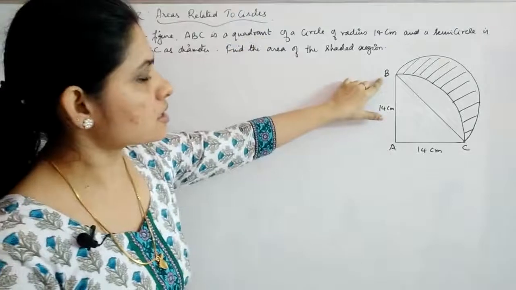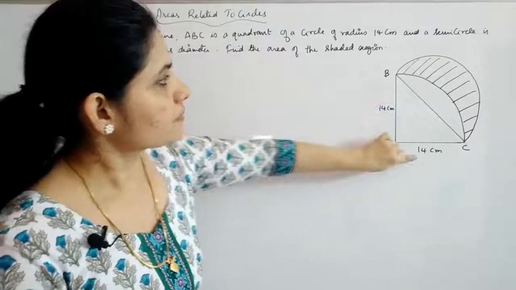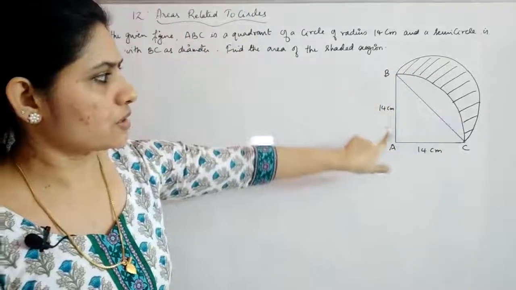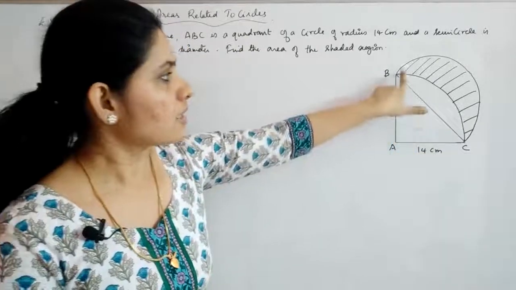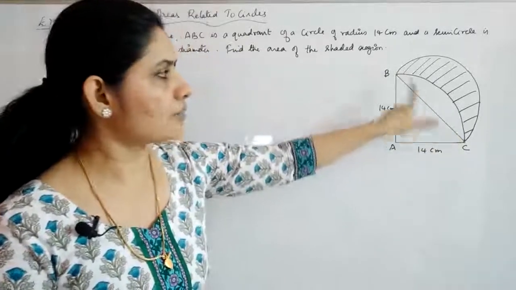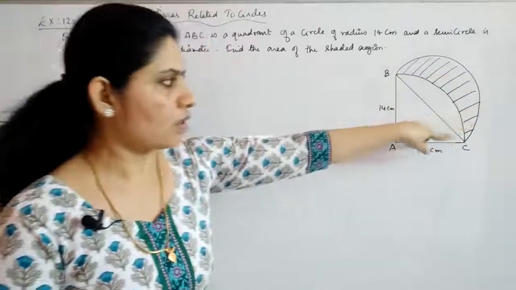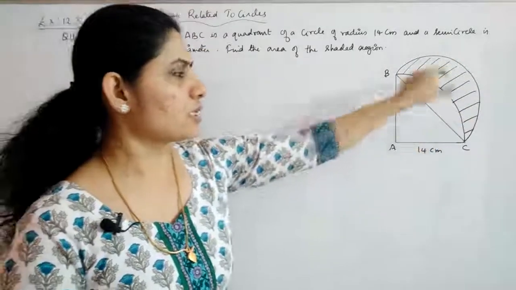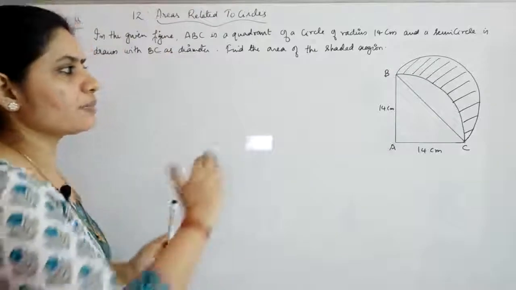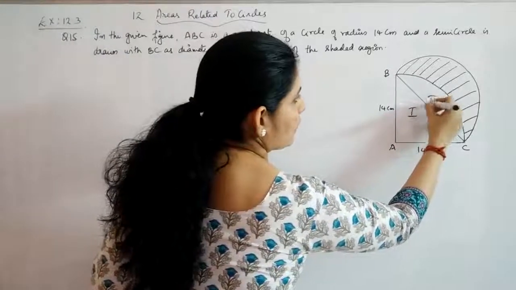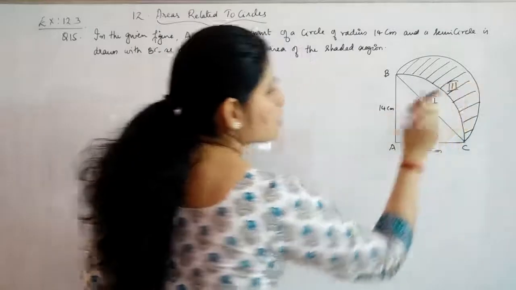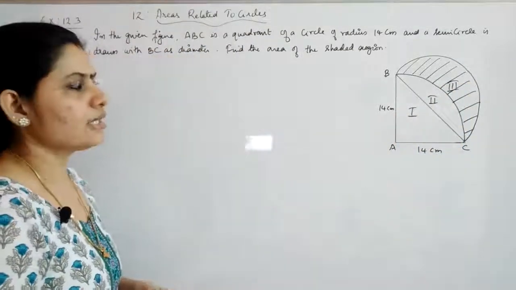So ABC, in the sense when you are finding out this portion, is the quadrant of the circle, and this ABC is the triangular region, and with this BC as the diameter you are getting a semicircle also. So you have to find out this shaded region. So first what we are doing is we are breaking it into three portions. Suppose this is first region, this is second region, and this is the third region. You have to find out the third region, right? Area of the third region.